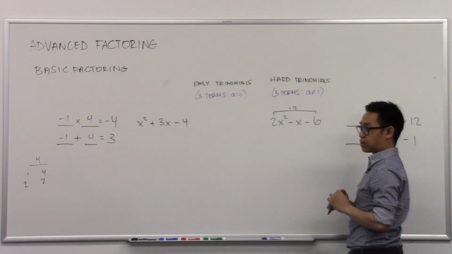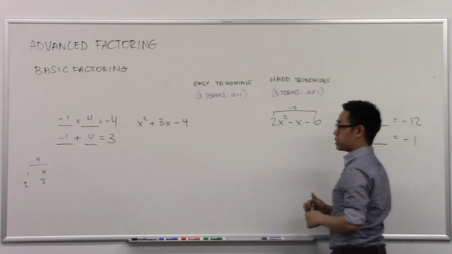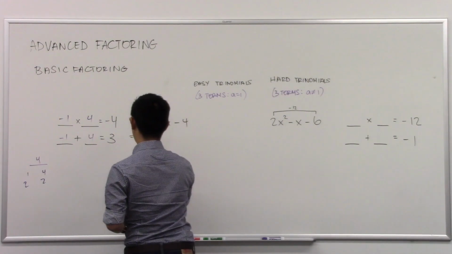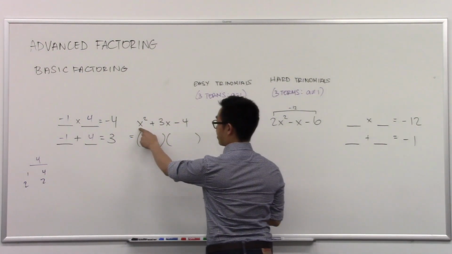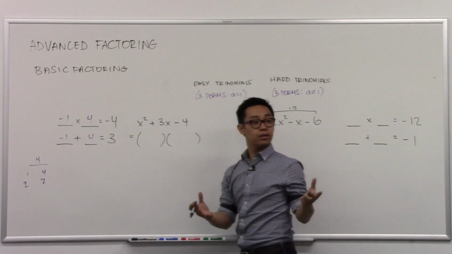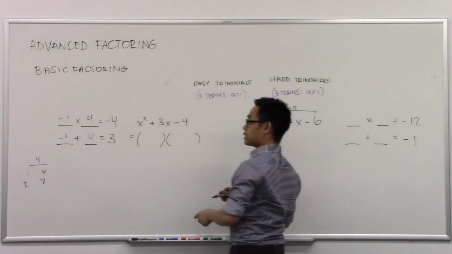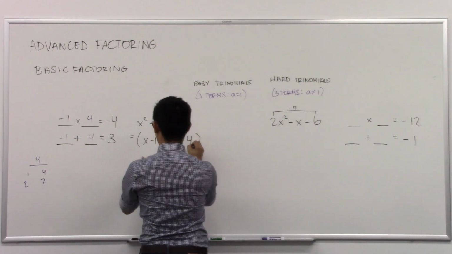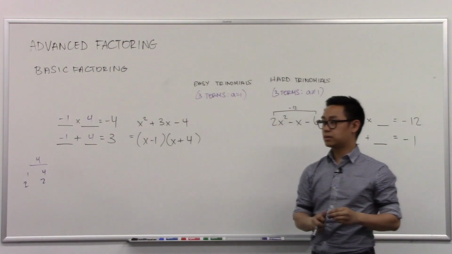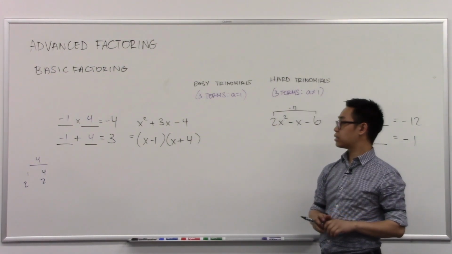The reason why this is called an easy trinomial is because all you do for the answer is take the square root of the variable at the front, so x squared, obviously the square root of it is x. It becomes x minus 1, the first number that you had, and x plus 4, the second number that you had. Okay.